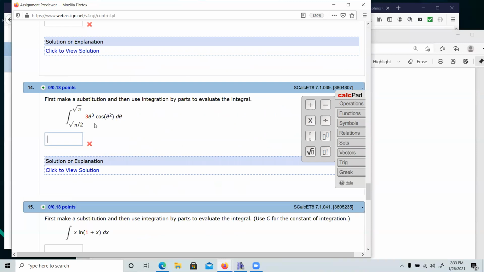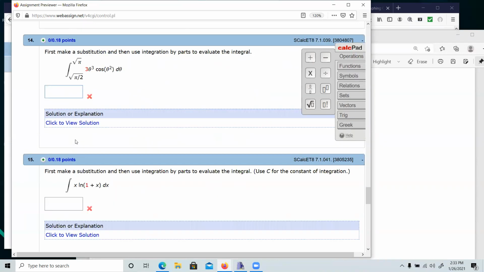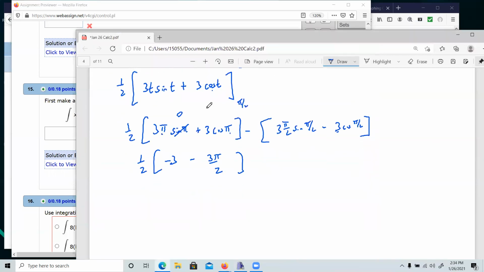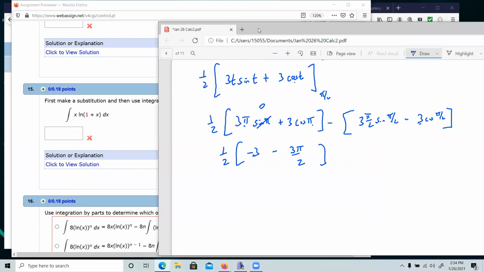Okay, make the substitution first. Nice, they gave us a little hint. Thank you. And then we can go on from there. Here, make a substitution first, then use integration by parts. So we have the integral of x ln(1 plus x) dx. This was one of those substitutions that takes a little bit. It's a little tricky. I mean, in this case, it's supposed to be a little obvious, but it is a little tricky. Let t equal 1 plus x, okay, dt equals dx.